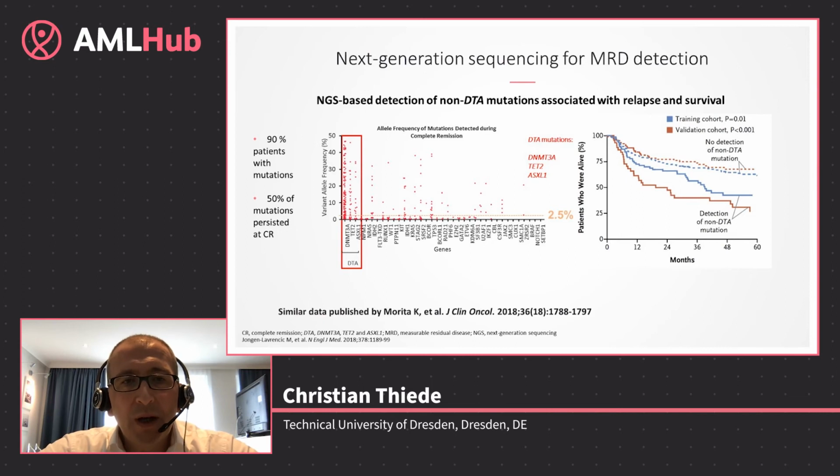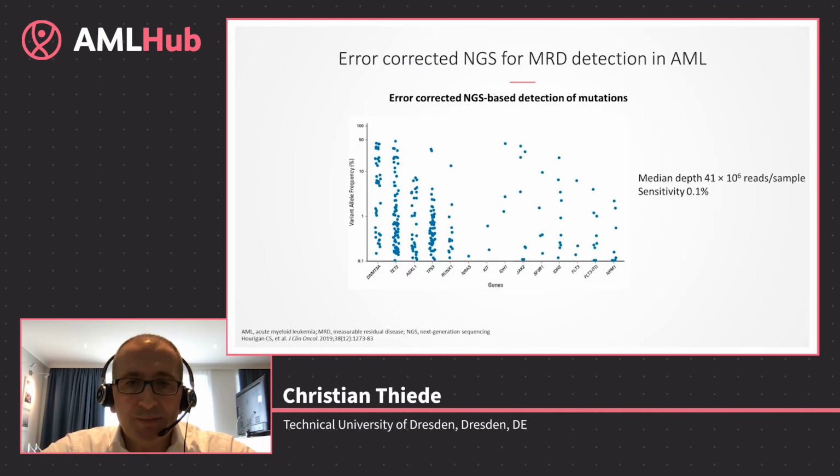Here are the data published by the Hovon group, where they could also show that not only do we have a technical issue, we also have a biological issue, in that certain mutations can pop up after treatment, although these patients will not relapse. These are especially the so-called DTA mutations, referring to DNMT3A, TET2, and ASXL1. These are not predictive for outcome, but if you subtract them, you can identify patients at relapse.